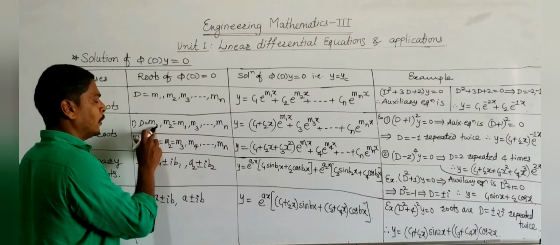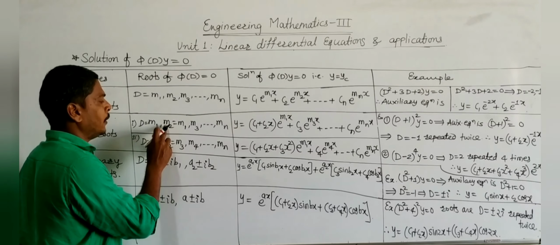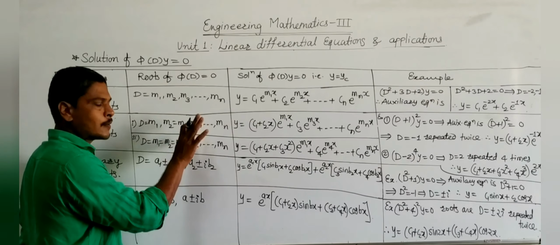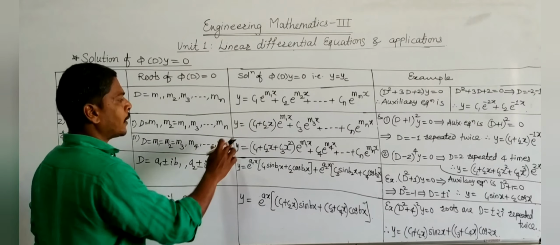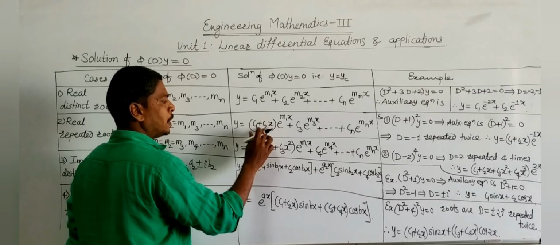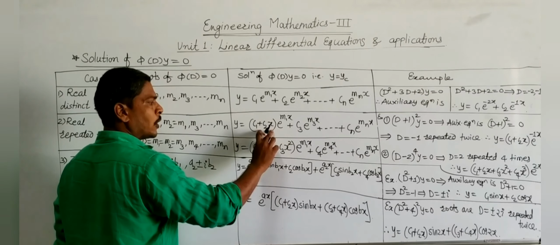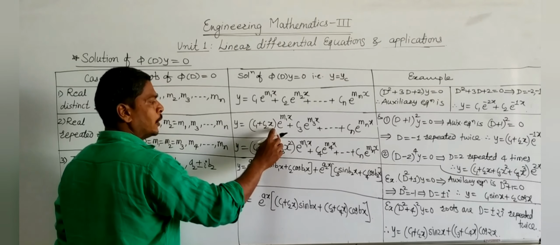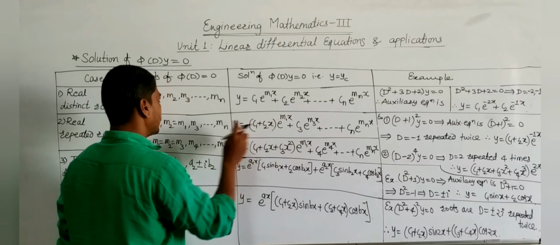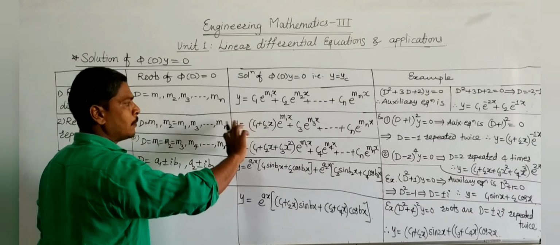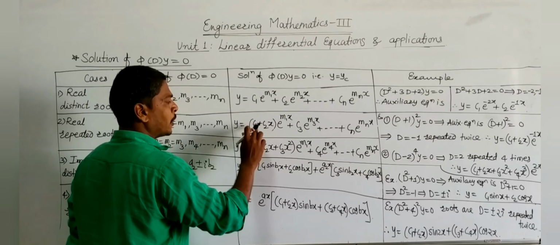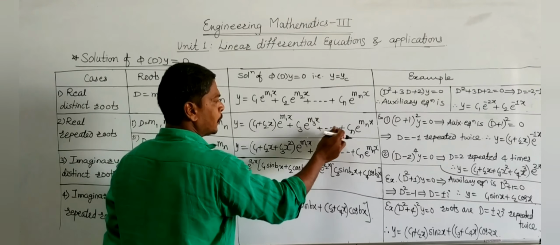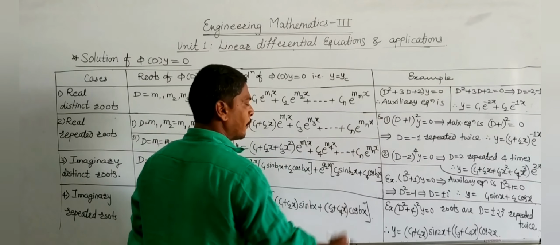Suppose the first root is m1, the second root is m2, which is equal to m1. That means these two roots are repeated. The third root is distinct and the remaining are all distinct. So in that case our solution becomes y is equal to (c1 plus c2x), because the first two are repeated roots, times e raised to m1x. Instead of m1 we can write m2 because both are the same. So our solution becomes (c1 plus c2x) e raised to m1x plus c3 into e raised to m3x, and so on, plus cn e raised to mnx.